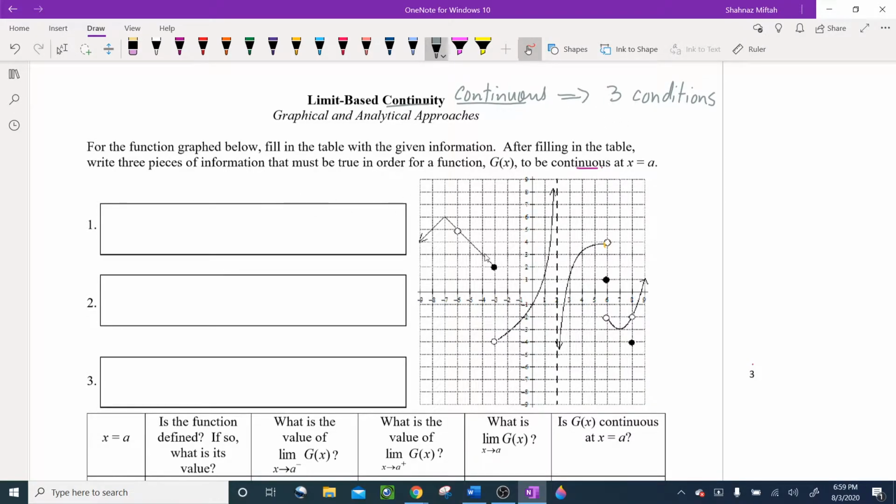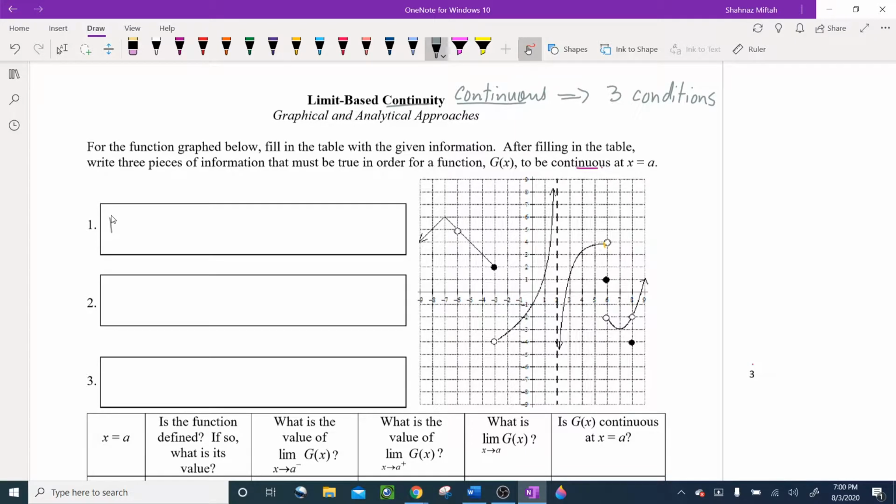So this is my graph. For the function graph below, fill in the table with the given information. After filling in the table, write three pieces of information that must be true in order for a function g of x to be continuous at x equal a. So, okay, they said answer these questions down there, then write down three conditions. I'm going to write three conditions first, and then we'll solve the question.